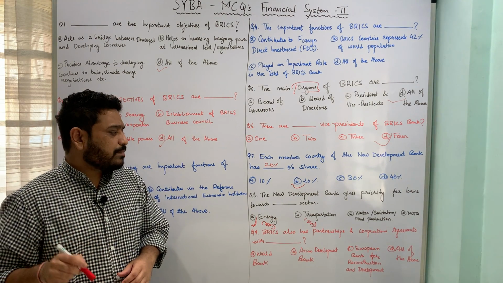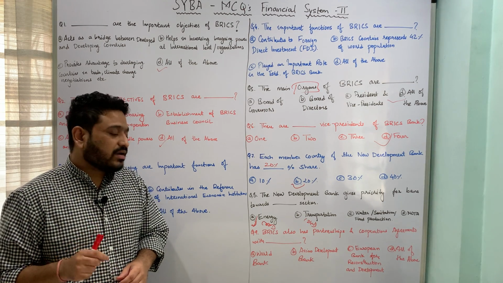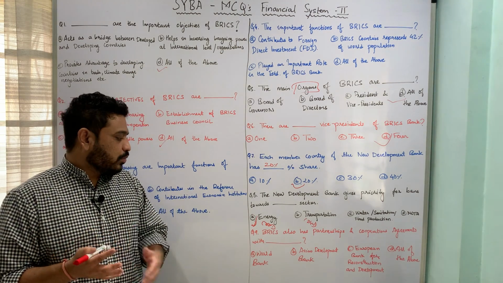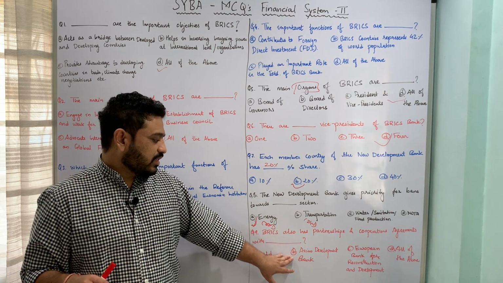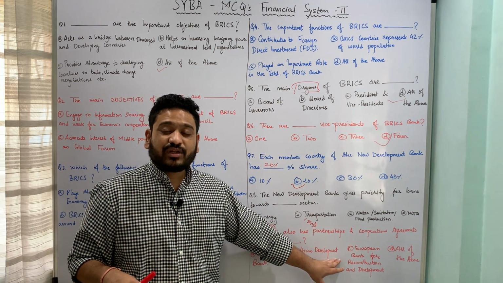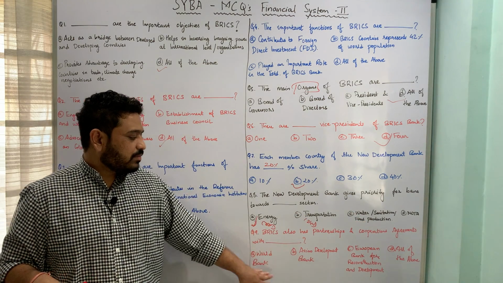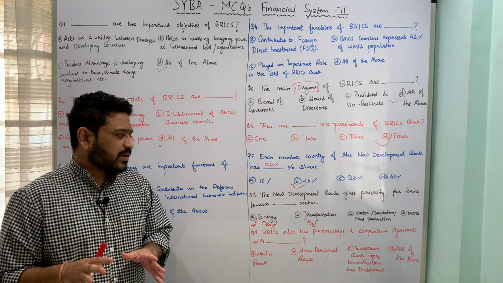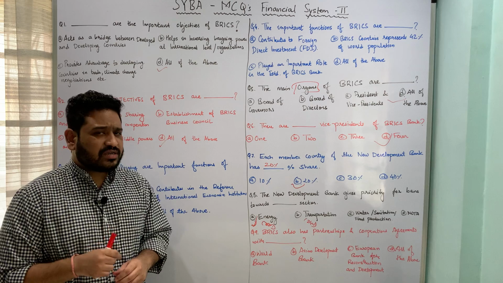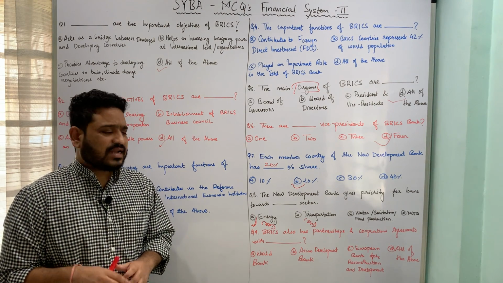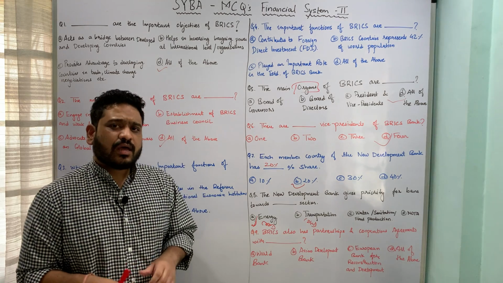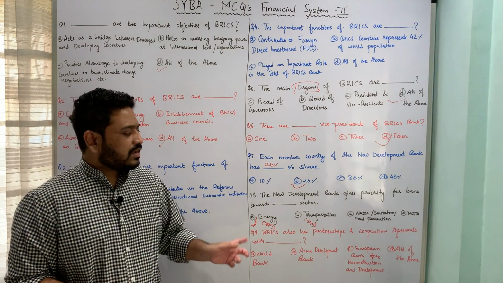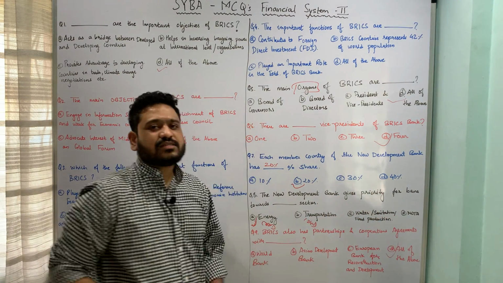Brics also has partnerships and cooperation agreements with dash. Brics also has partnerships and international cooperative agreements with dash, with A, World Bank, with B, Asian Development Bank, with C, European Bank for Reconstruction and Development, and D, all of these. That means World Bank, Asian Development Bank, and European Bank for Reconstruction and Development. So here again option D, all of the above, is the correct answer. That means Brics has partnerships and cooperation agreements with World Bank as well as Asian Development Bank and European Bank for Reconstruction and Development, and therefore option D, all of the above, is the correct answer to this particular question.